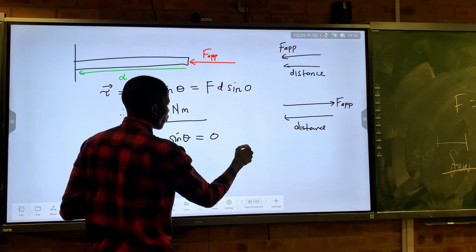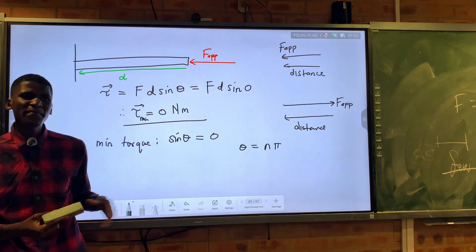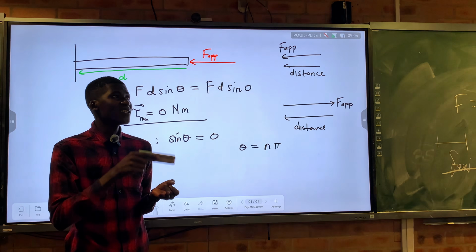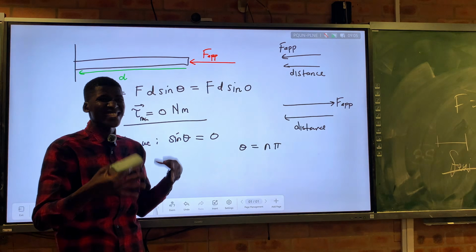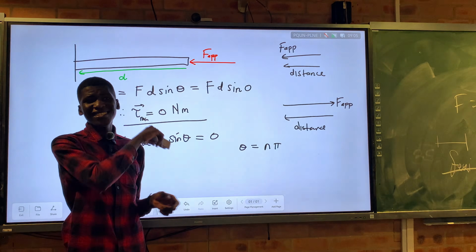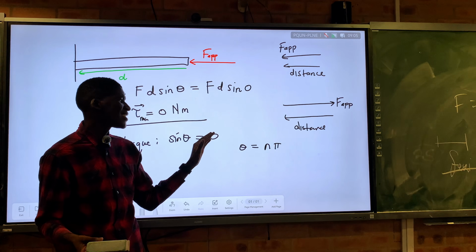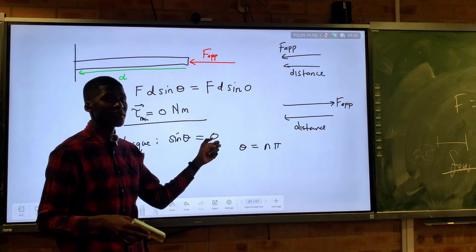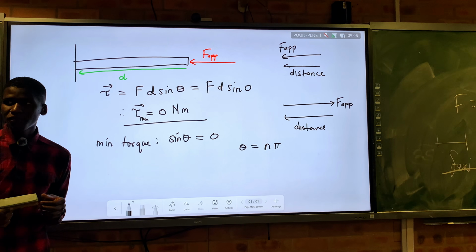And for that to happen, we already know that theta must be an integral multiple of pi radians. It simply means theta must be anything like 180 degrees, 0 degrees, and other angles, which keep on becoming bigger, but usually we use the reduction formula to reduce our angle. So whenever you are given an angle bigger than 360, just subtract 360 from it. So usually I'm just going to say that theta can be 0 or 180 degrees, so that sine theta will be 0 and we'll get a minimum torque. Do you get the sense?